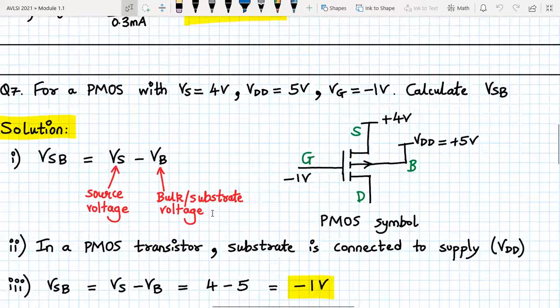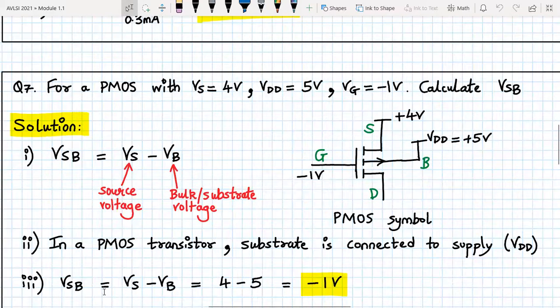So in your integrated circuit also, the substrate material for an NMOS transistor is always connected to ground, and for a PMOS transistor, the substrate or the bulk voltage is connected to the supply voltage, which is VDD. Always remember that. So VSB will be simply VS minus VB, which will be 4 minus 5, that will be minus 1 volt.